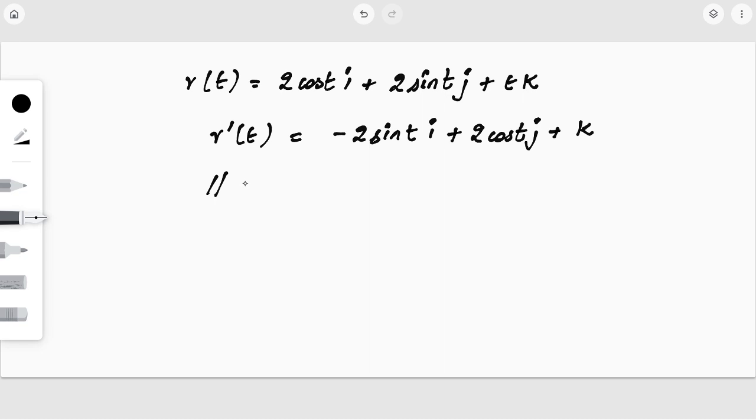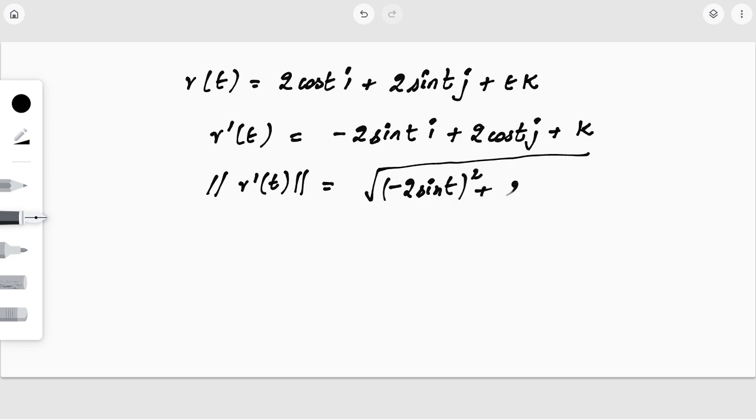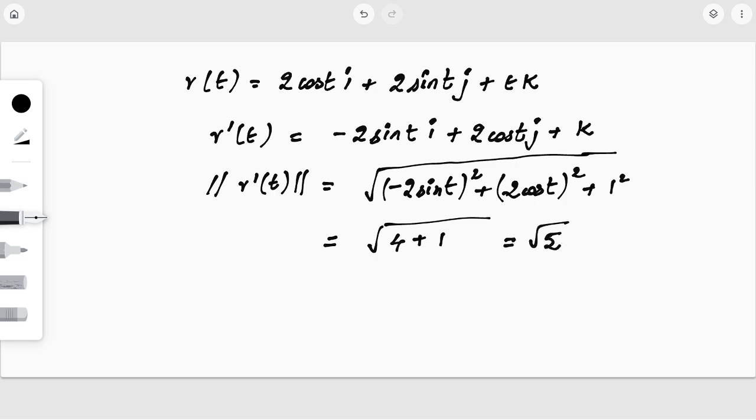Now let us find the magnitude of this vector function, and this will be the square root of minus 2 sin t whole square plus 2 cos t whole square plus 1 square. Now what is this value? This is 4 sin square t plus 4 cos square t plus 1. Now sin square t plus cos square t is 1, we know that. So this will be 4 plus 1, which is root 5.